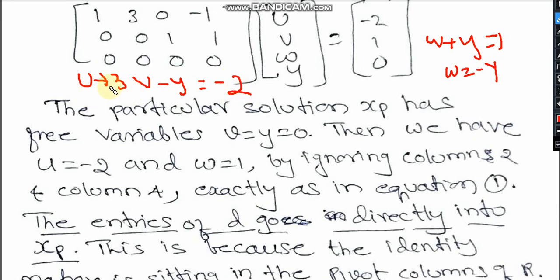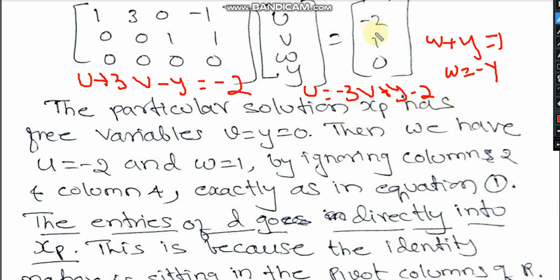So if you solve this, we will be writing it as u in terms of minus 3v plus y, and one more minus 2. What will be the xp value? The xp value will be when you substitute the three variables equal to 0. So w also becomes 0 here, and u will be equal to minus 2. That will be your exact solution, or the particular solution.